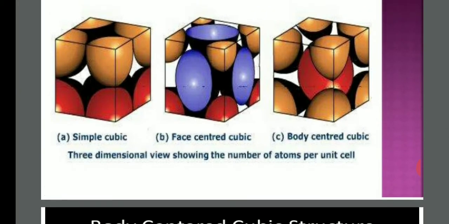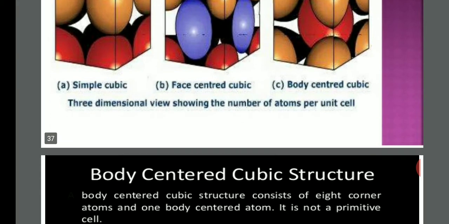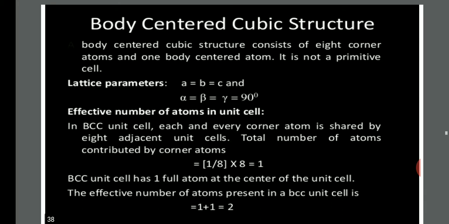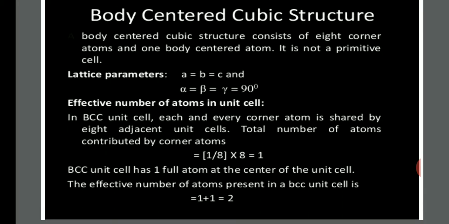Three-dimensional views showing the number of atoms per unit cell: simple cubic, body centered cubic, and face centered cubic. Body centered cubic structure consists of 8 corner atoms and one body center atom. It is not a primitive cell. The lattice parameters are a equal to b equal to c, and alpha equal to beta equal to gamma equal to 90 degrees.